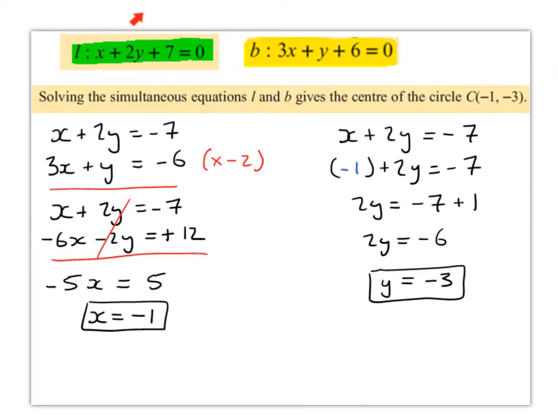So we had x + 2y + 7 = 0. So we bring the 7 over the equal sign, so we have x + 2y = -7. And we had 3x + y + 6 = 0, so bringing the 6 over the equal sign, we get 3x + y = -6. Multiplying across by -2 means our y's will cancel, so we end up getting x = -1. And subbing x = -1 into either of these equations, we end up with y = -3. So just proving that this is indeed the point of intersection of these two lines, which also happens to be the centre of the circle.